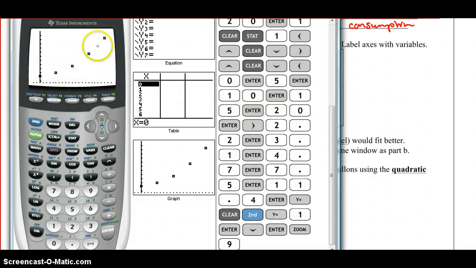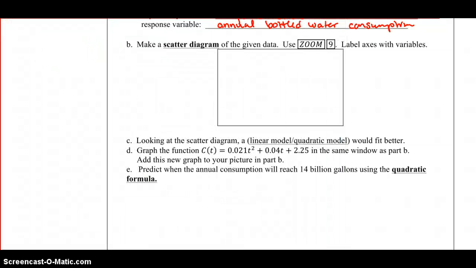Okay, so it looks like part of one of those parabola type looking graphs that we've been studying in this particular part of the unit. So looking at the scatter diagram, it does look like a parabola, a quadratic model would fit better. Remember, the graph here would be a parabola, where a linear model, the graph would be a line. So now we're asked to graph this function in that same window.